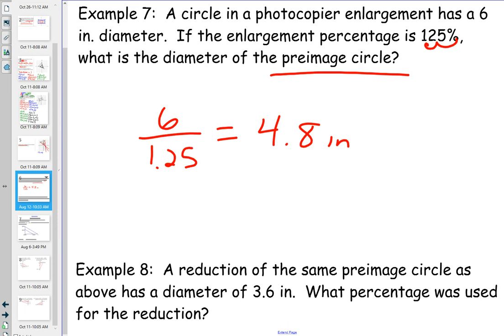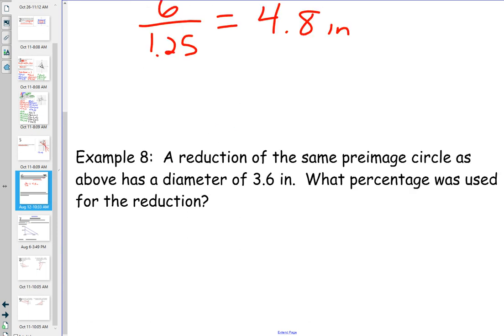A reduction of the same pre-image as a circle above has a diameter of 3.6. What percentage was used for the reduction? So they want to know the scale factor. So the pre-image was 4.8 because this is the same pre-image.